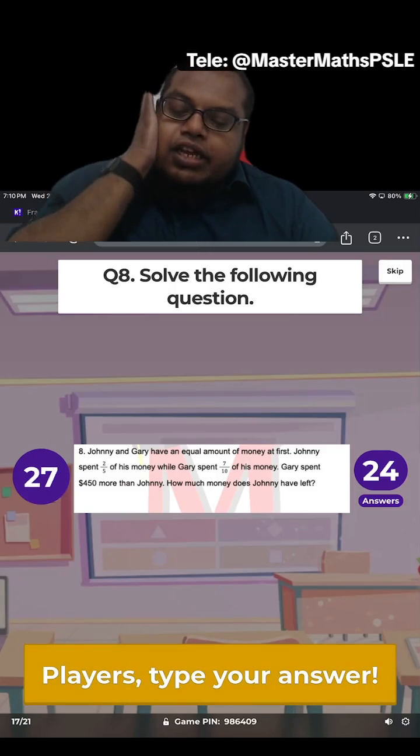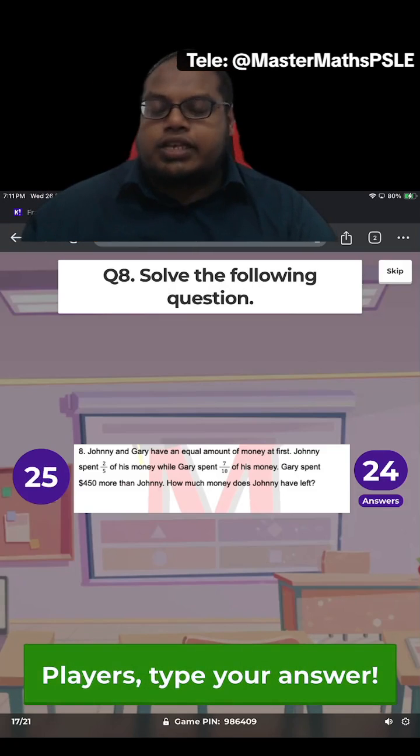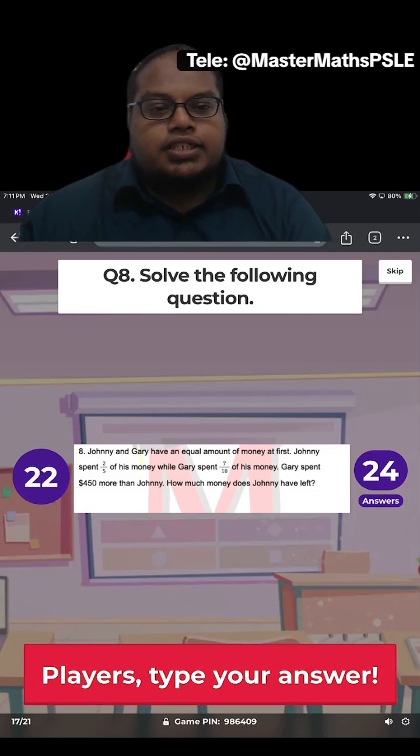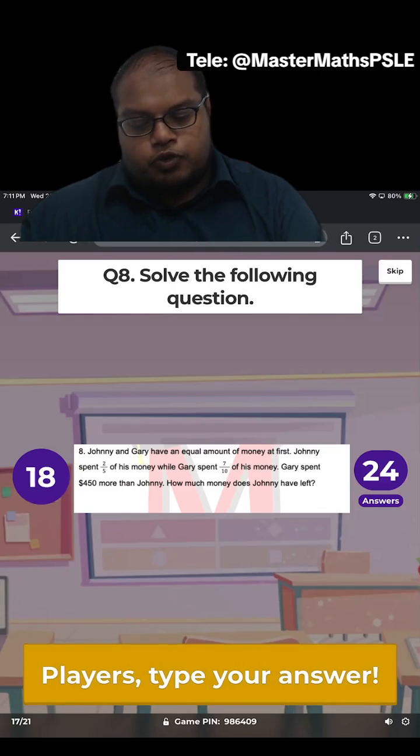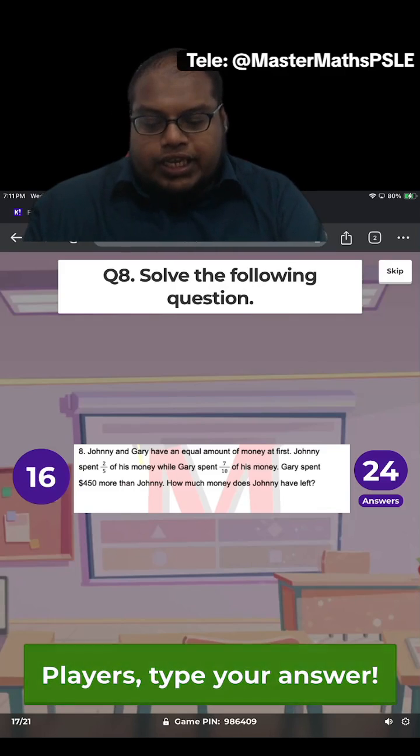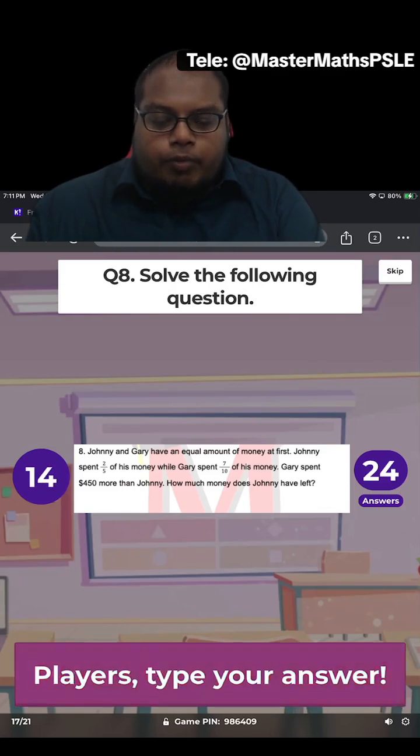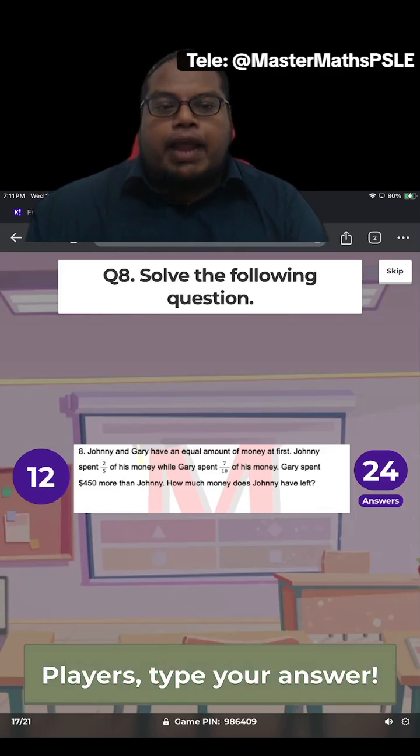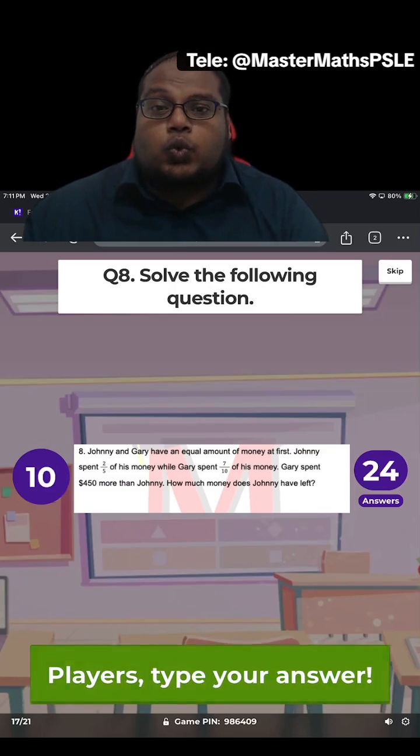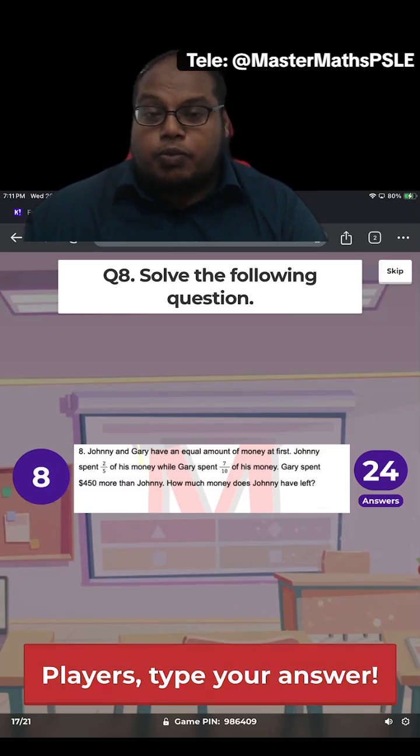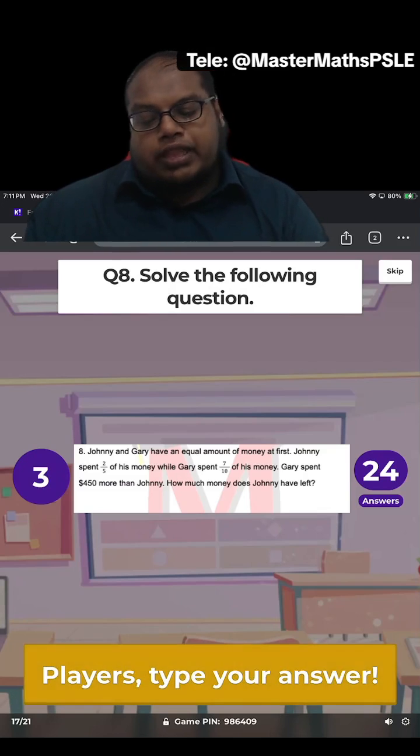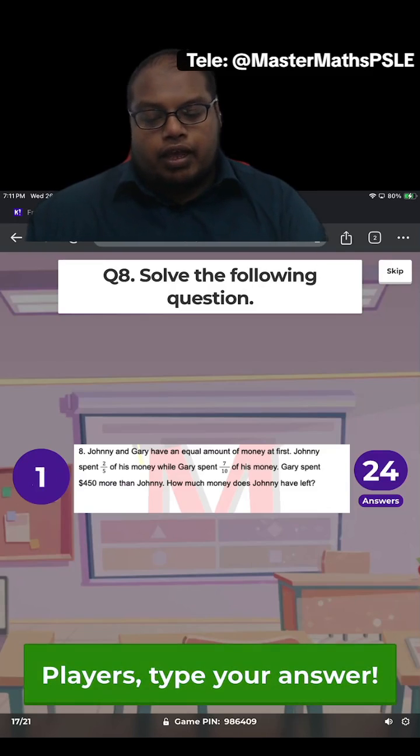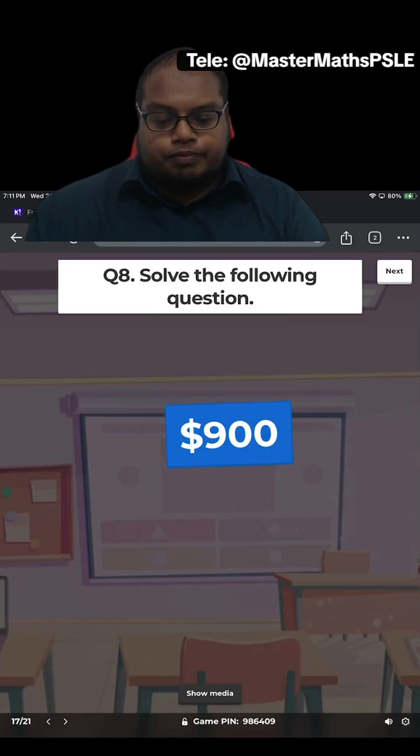Here, technically you don't need to draw a model. You just need to understand the fraction. So when they say that Johnny and Gary have an equal amount of money at first, which part of the fraction are they referring to? Are they referring to the numerator or the denominator? And then Johnny spent 2/5 and Gary spent 7/10.